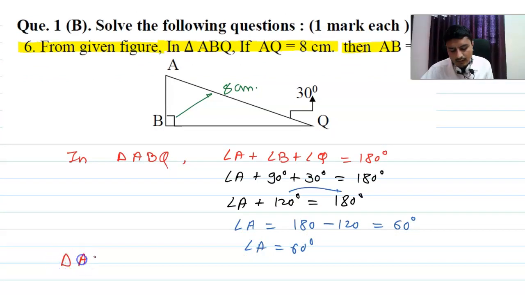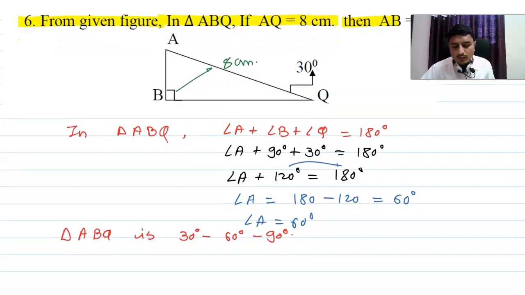So now triangle ABQ is a 30, 60, 90 degree triangle. We well know that in a 30, 60, 90 degree triangle, the side opposite the 30 degree angle is half of the hypotenuse. So the side opposite the 30 degree angle is AB, so we can write AB equals half of the hypotenuse AQ.